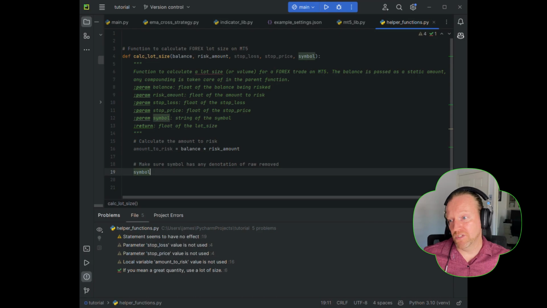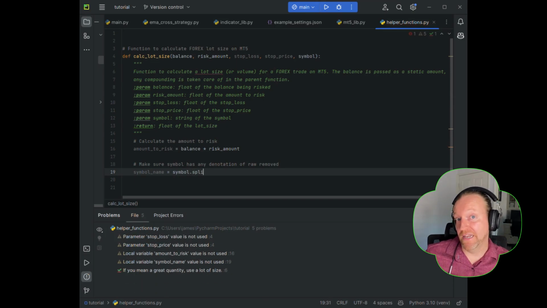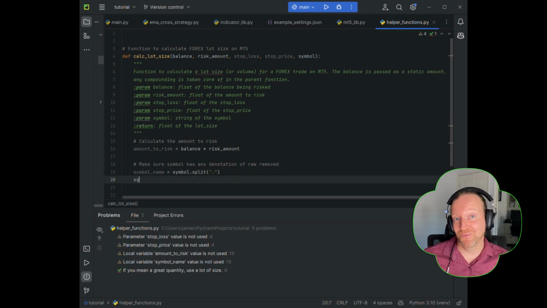So the amount to risk is simply the balance times the risk amount. If you want to be really clever, you could allow the risk amount to be presented to you as an integer percentage. For our purposes, I've just said that it needs to be a decimal to get started.